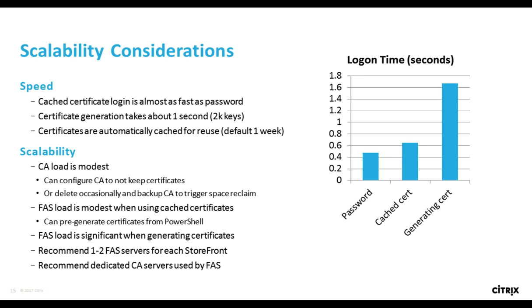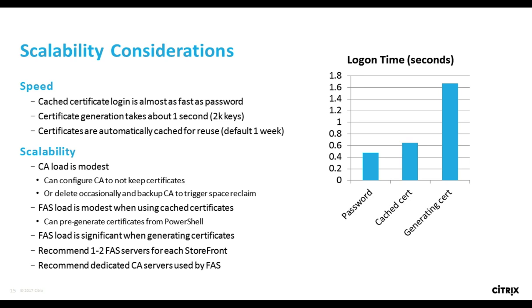So we want to make sure that we are constantly keeping track of the space that's available. So we do have a mechanism to handle that. The load on the federated auth server is relatively modest when utilizing the cached certificate. You can also pre-generate those certificates as well. So if you want to automate this, you certainly can go ahead and do that with PowerShell. A lot of our customers are going down that path as well, where they're looking to configure most of this via scripts instead of trying to click 100 buttons as we build the configuration.